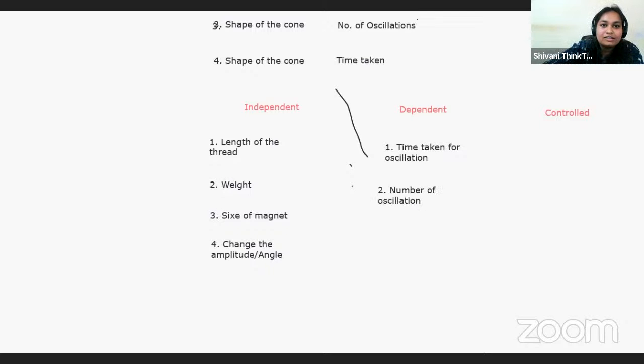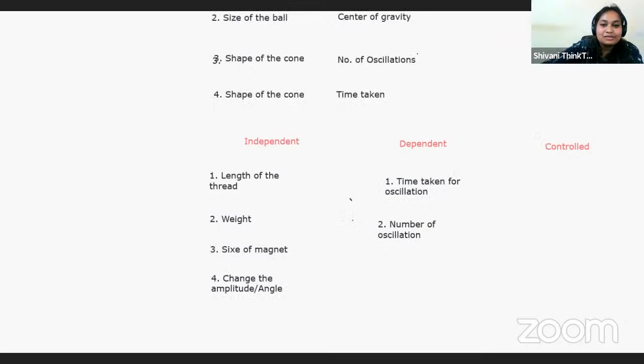Ma'am, by changing the length of the thread, after a point you won't be able to change the amplitude a lot because it will go upward and upward. So you won't be able to change it much. Okay, okay. Anything else you would observe?